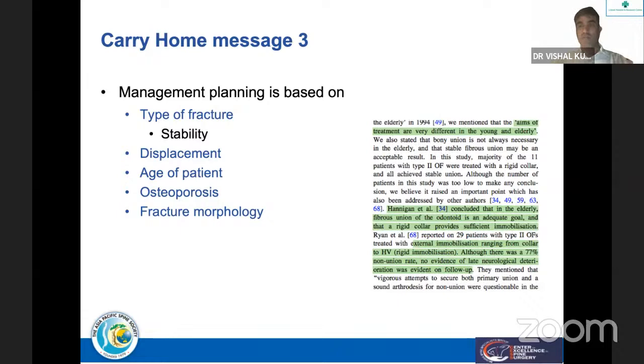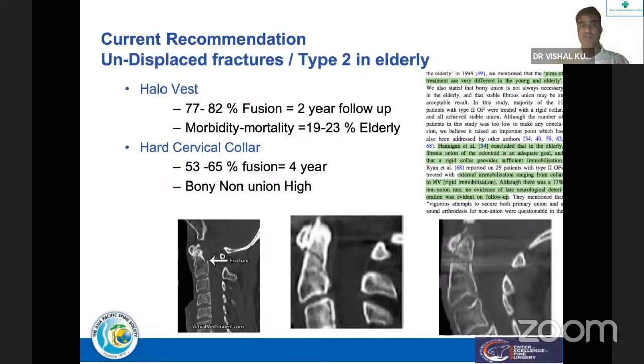The current recommendation is that undisplaced fractures, even in the elderly, and even in the elderly with mild displacement of up to grade 1, should be treated conservatively with strict immobilization in a halo waist or even a hard cervical collar, which can give you as much as 60% fusion. If not bony union, fibrous union does happen, which is also an acceptable consensus. Remember, I repeat, a fibrous union in the elderly is an acceptable consensus of treatment, and achieving that target is not a bad idea, and can easily be done with a hard cervical collar or a halo waist in more than 60% of patients. So again, surgery is not the primary rule in type 2 fractures in elderly patients.